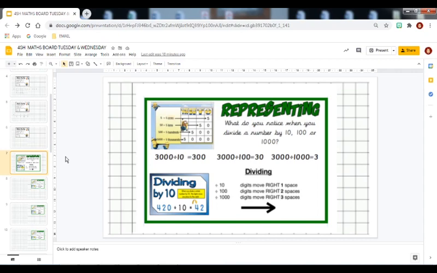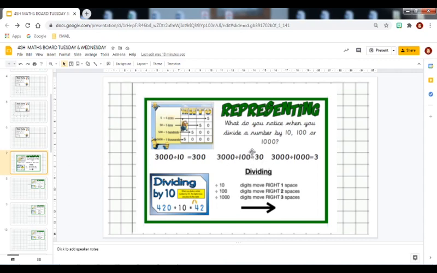Now, in today's lesson and tomorrow's lesson, instead of multiplying and numbers getting larger by a multiple of 10, a multiple of 100, or a multiple of 1000, we're going to be focusing on dividing numbers, making them 10 times smaller, making them 100 times smaller, or 1,000 times smaller. And we do that by dividing by 10, dividing by 100, or dividing by 1000.